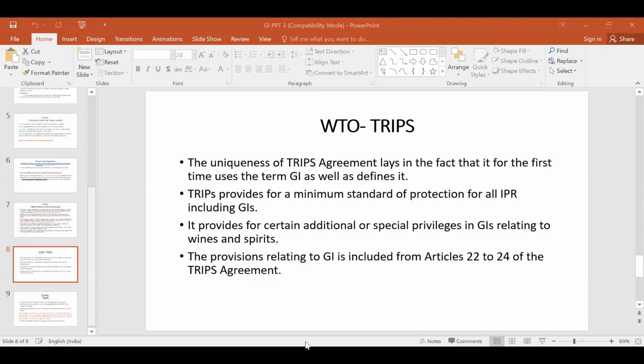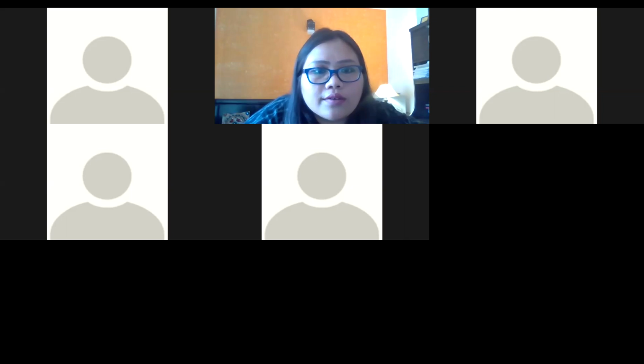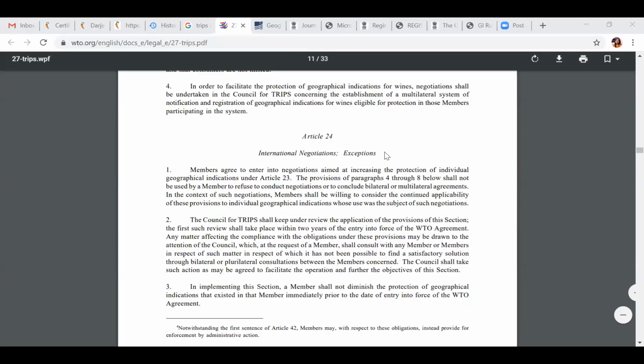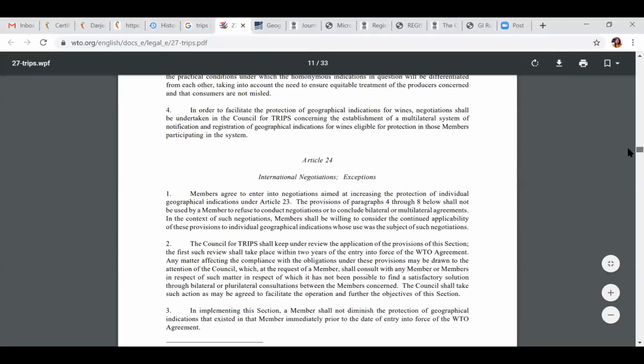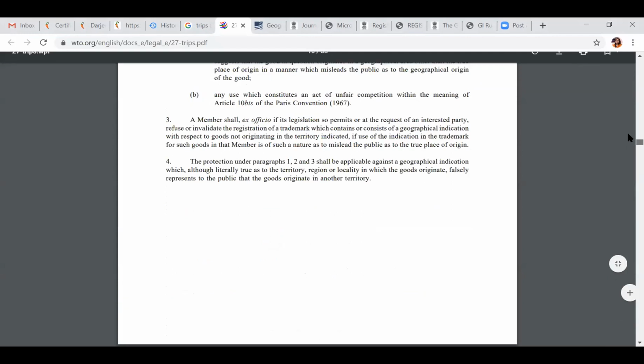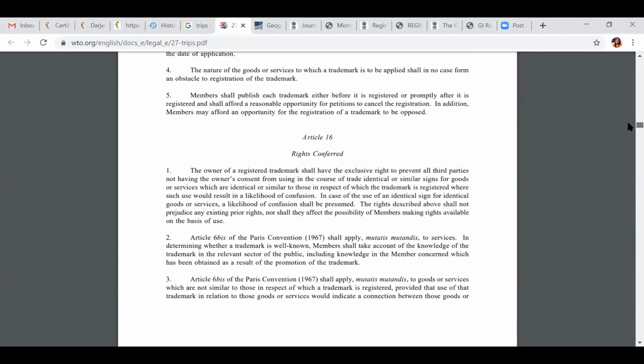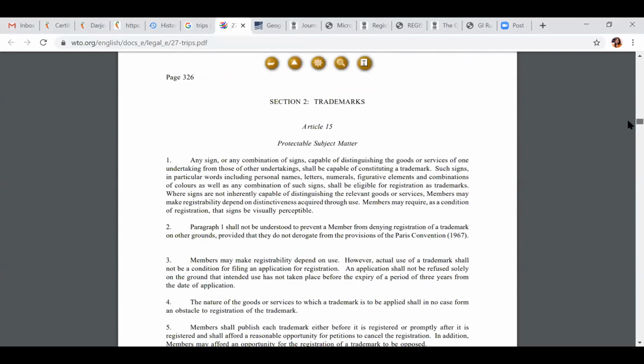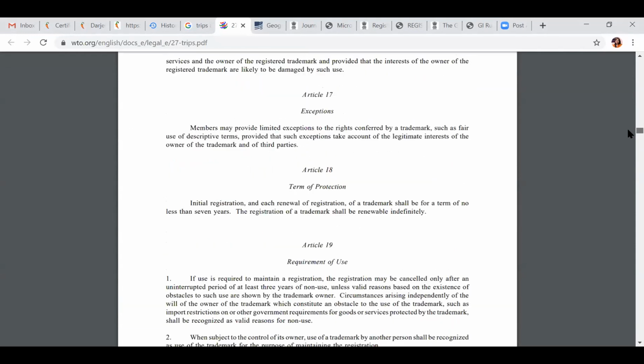Okay, can you see this? One sec. Share screen. Okay, so can you see this? The new document in front of you? Yes. Yes, ma'am. Yes. Okay.